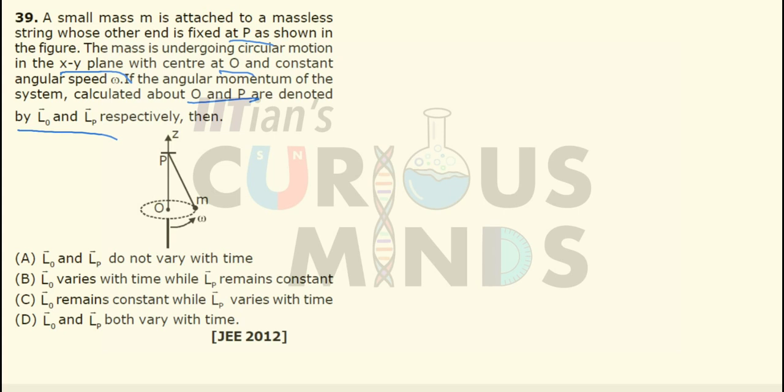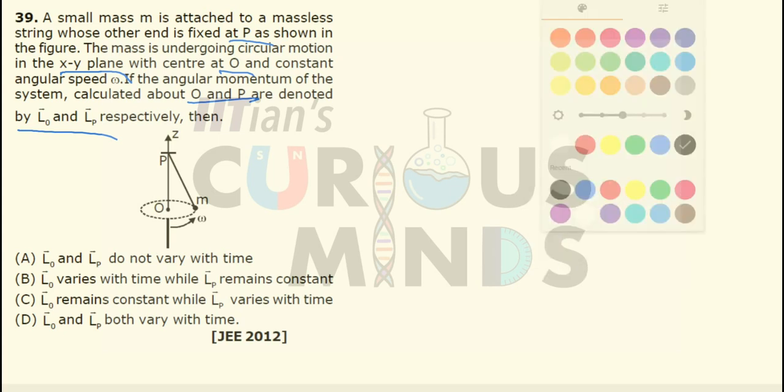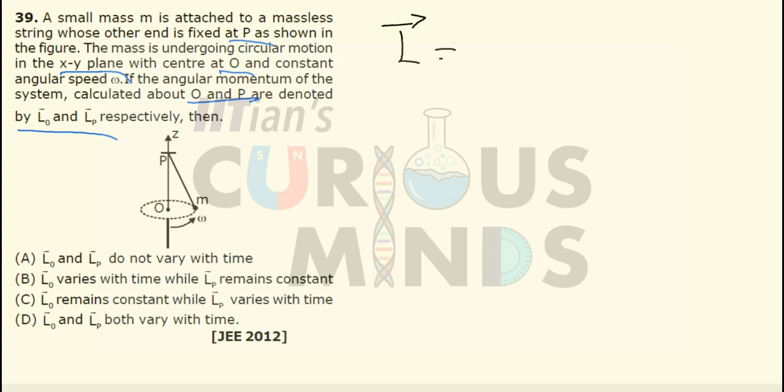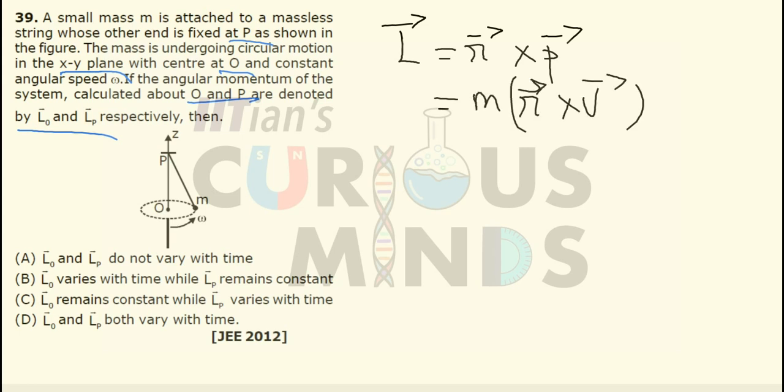vary with time, or remain constant, or one of them will vary and one of them will remain constant. Now first of all, let me write down the formula of the angular momentum. Angular momentum L vector is given as r vector cross p vector, which can be simplified as m times r vector cross v vector, where v is the velocity and p is the linear momentum, which can be written as mv. I am taking m on the left hand side since it is a scalar.